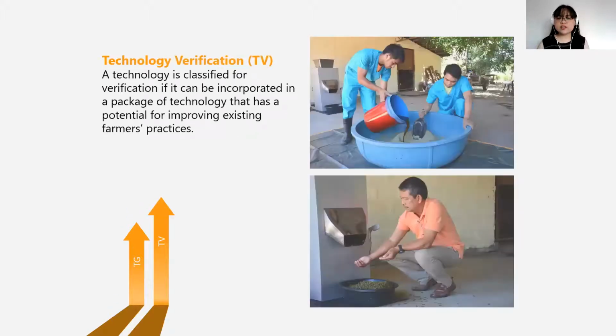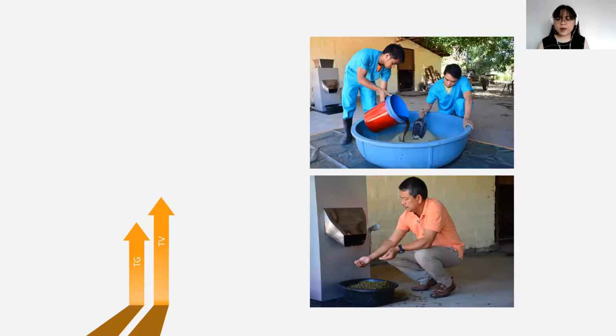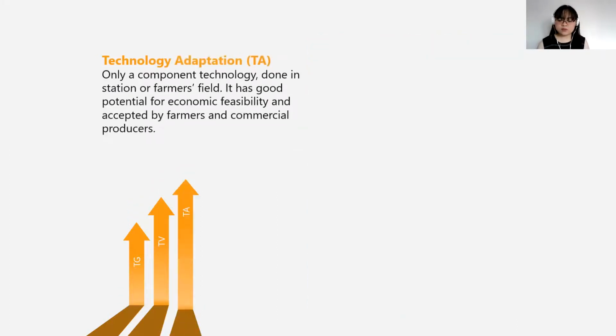Okay, and then next to generation is verification. So they will try now the technology that they have come up with, generated technology. They would integrate it with farmers or other clienteles, kung sino yung target beneficiaries, if it really works. So if it does improve the existing practices of farmers, or it improves yung kanilang production process, then after that, it would come now to adaptation.